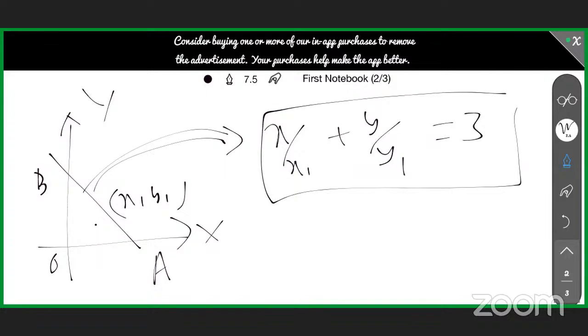When a line meets the x and y axes at a point A on the x axis and at a point B on the y axis, and the triangle's centroid is given as some point x1, y1, then the equation of AB is given by x by x1 plus y by y1 is equal to 3.